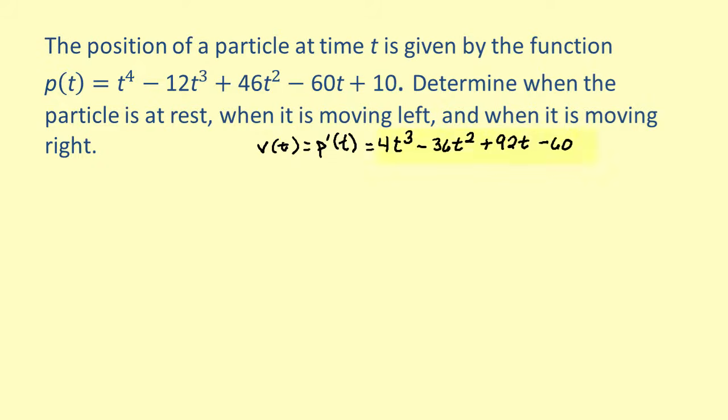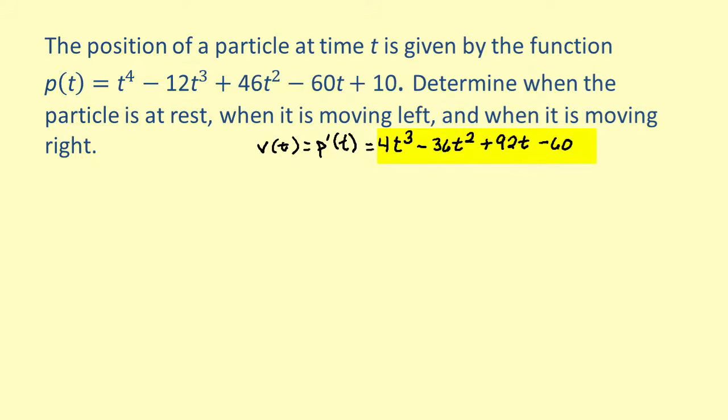So when this expression is equal to 0, it means that the velocity is 0, so the particle is at rest. Similarly, when it is negative, the particle is moving to the left, and when it is positive, the particle is moving to the right. Let's find the zeros of this function.